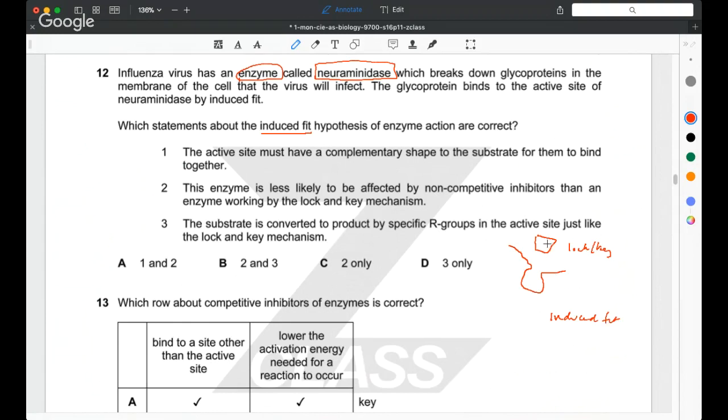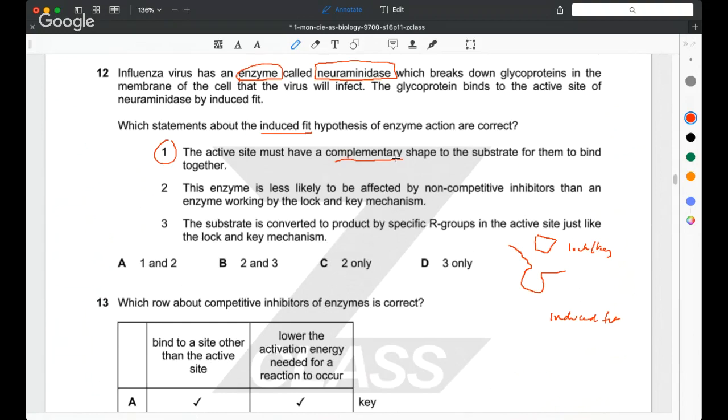where as the substrate binds to the enzyme, the enzyme changes its shape so that it becomes a good fit for the substrate. So the final shape of the active site of the enzyme is induced by the shape of the substrate. So it's a little bit more sophisticated than just thinking about a lock and a key, the induced fit model. So that excludes number one, doesn't it, because in the induced fit model, the shape doesn't have to be complementary to begin with. The shape becomes complementary when it's induced.